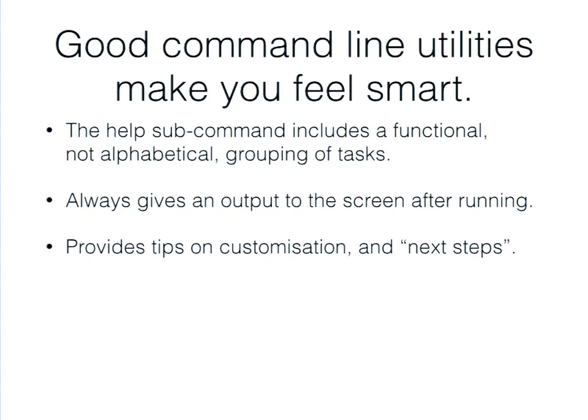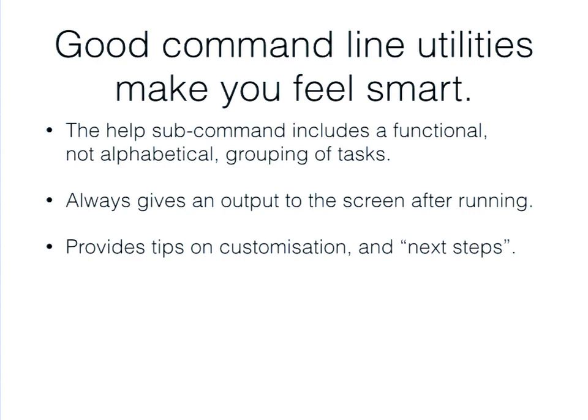So the first thing that I look for is the help command. And I want to see that it includes a functional list of the subcommands that I can run, not an alphabetical list. So I want it to be giving me some tips right off the bat. If it doesn't do that, I can immediately start to blame the developer of the application instead of myself, because they've not given me a few tips to get me started. So I can immediately absolve myself of blame when things don't work right away.